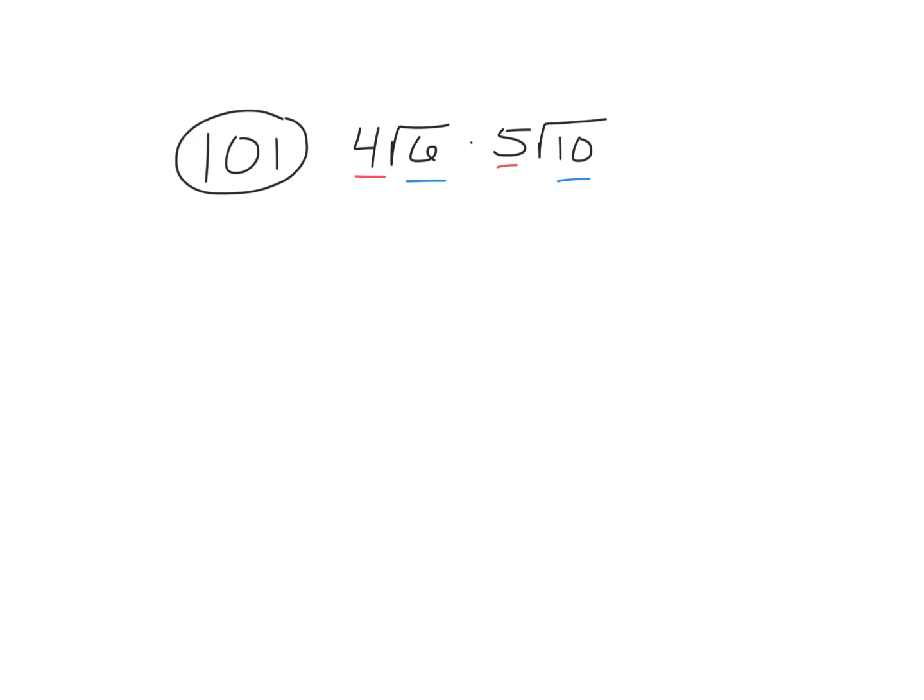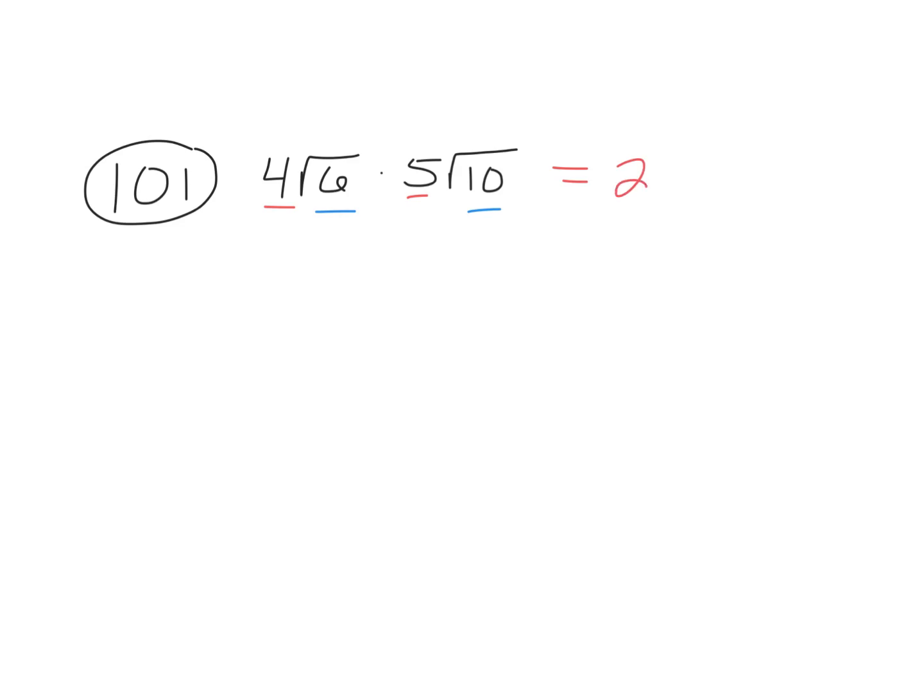So my new whole number, when I combine these, 4 times 5, 20. And my new radical, 6 times 10, 60. Am I just done? No. You always want to see if you can simplify. Is the square root of 60 a perfect square? No. Does anything go into it? We try it. No. 60 divided by 4? It is 4.